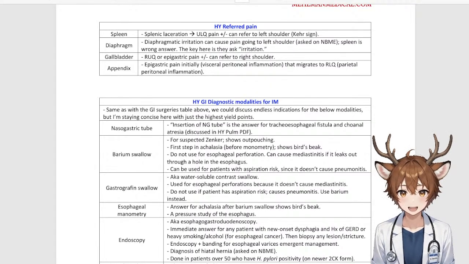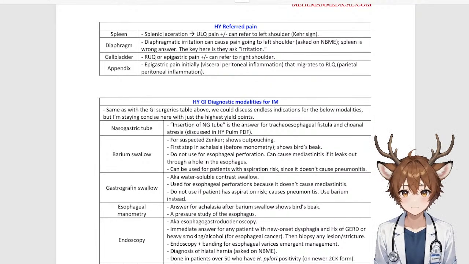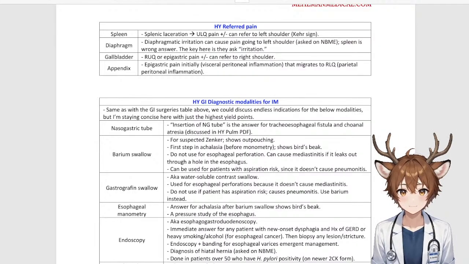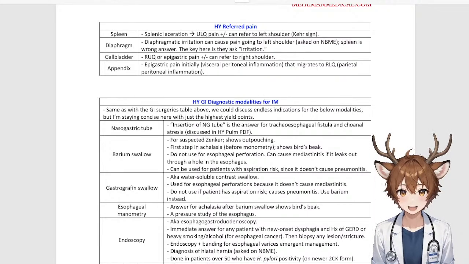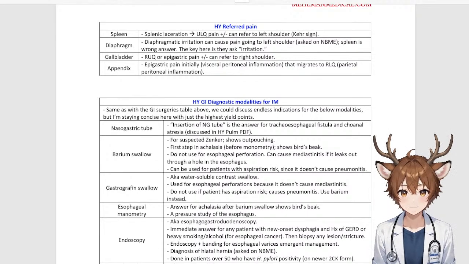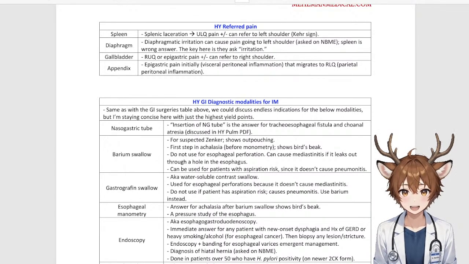So let's talk about... let's see. Okay. I'm thinking about, we're on 125 right now. We need to get to 148 in theory. High yield to finish the chapter.